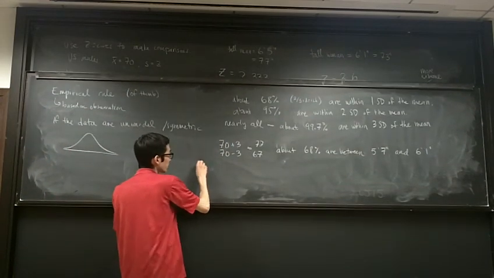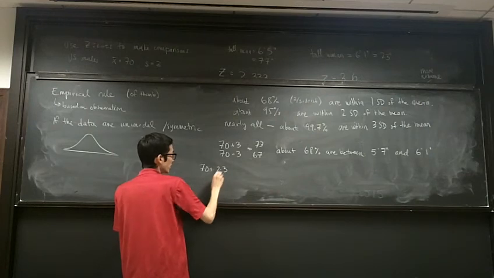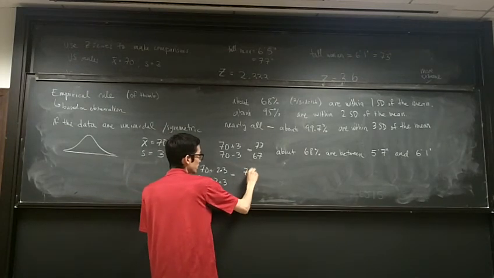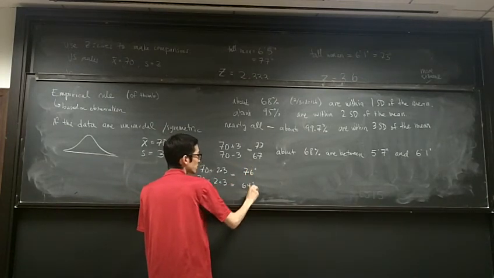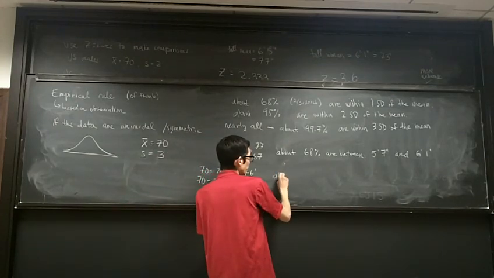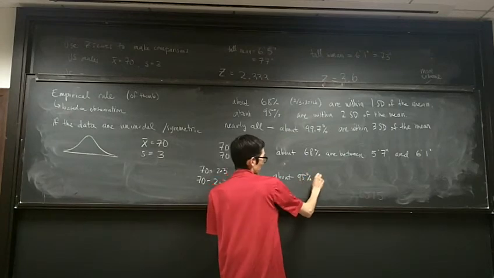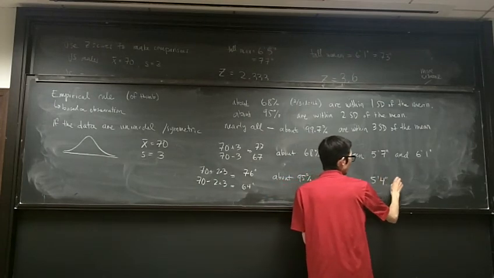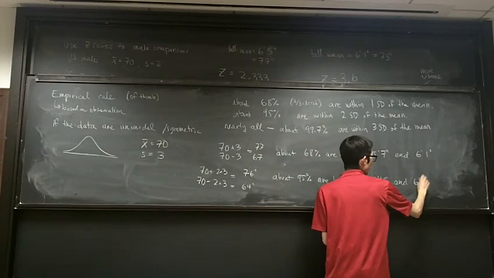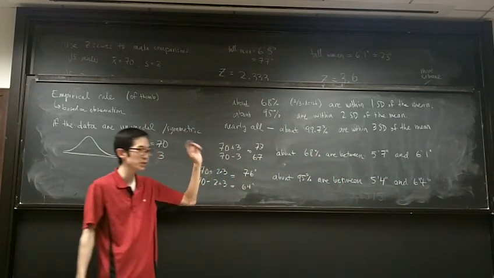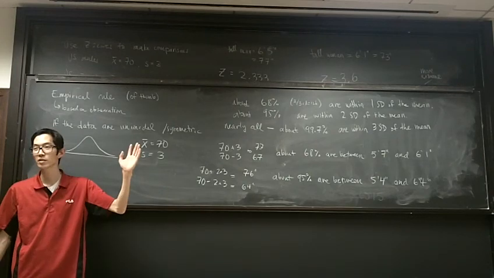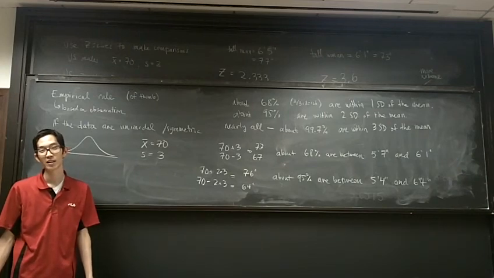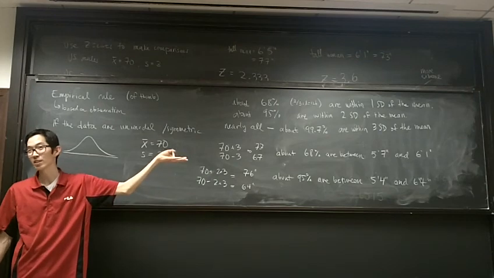So if I do two standard deviations, I would do 70 plus 2 times 3 and 70 minus 2 times 3. So that takes me to 76 inches and 64 inches. Okay? So about 95% are between 5'4 and 6'4. Are between 64 inches and 76 inches. Okay? Is that good? And then about 99.7 are between what? 5'1 and 6'7. Okay? Yes, question.